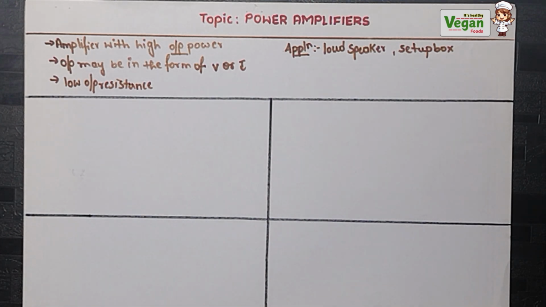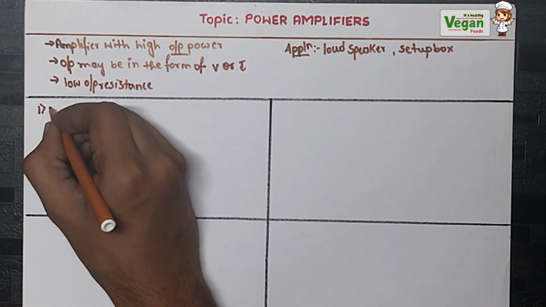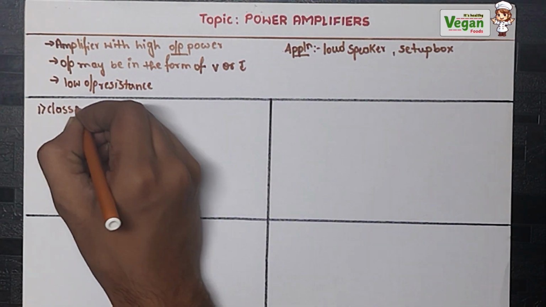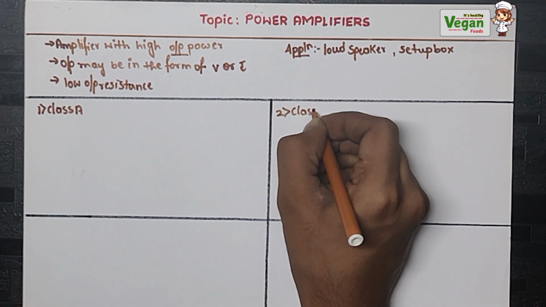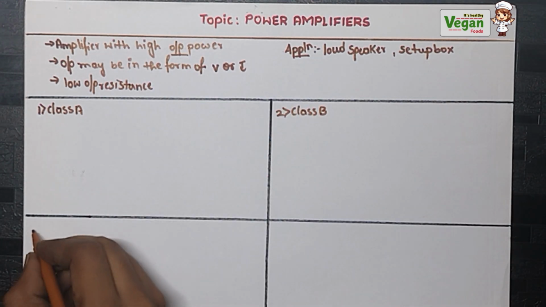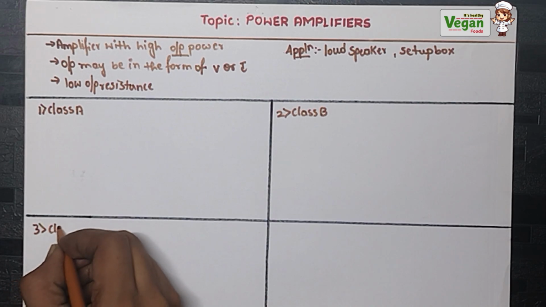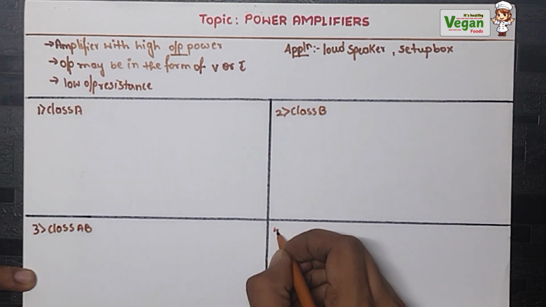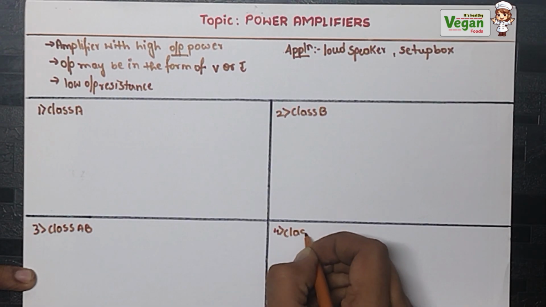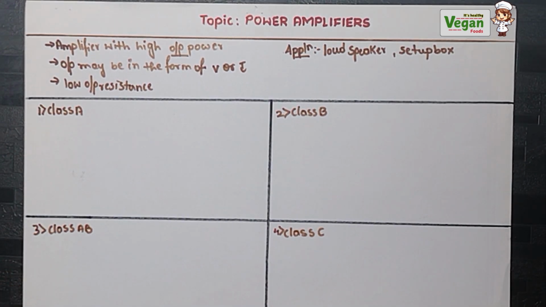So let's discuss the classifications of power amplifiers. There are majorly four types of power amplifiers. The first one is the class A amplifier. The second one is the class B amplifier. The third one is the class AB amplifier. And the fourth and final one is the class C amplifier.